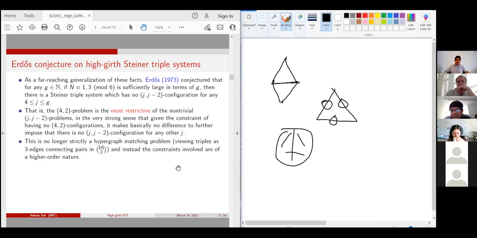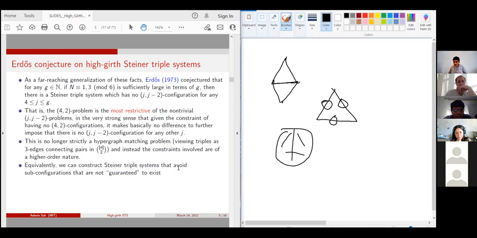But now we have these higher order constraints. Not only are there these sparse triangles, and you still need to make a matching, of course, but you have to avoid certain really strange configurations of edges in that matching. And it's really not obvious what's happening here in many ways.